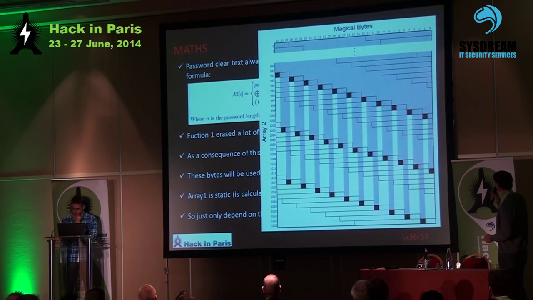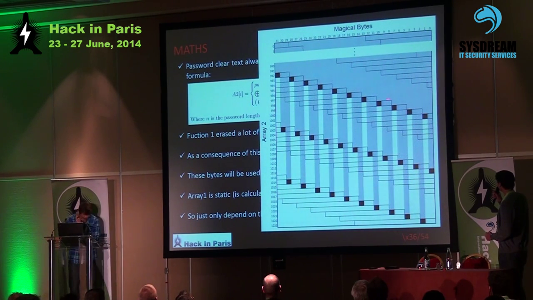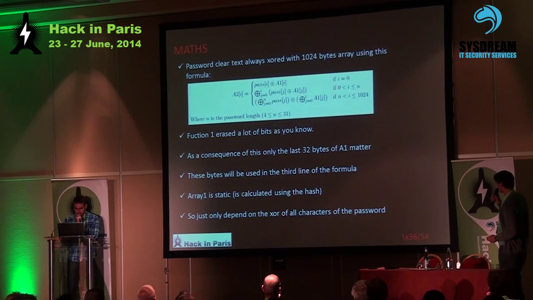Look carefully at this graph. This graph represents the way that the bits will be erased. The gray area is the area where the bits will be erased, so only bytes 992 until 1023 are important. Actually, this is the last 32 bytes of the array.